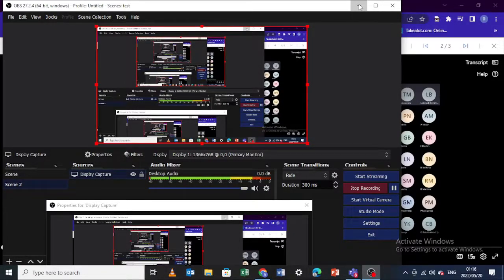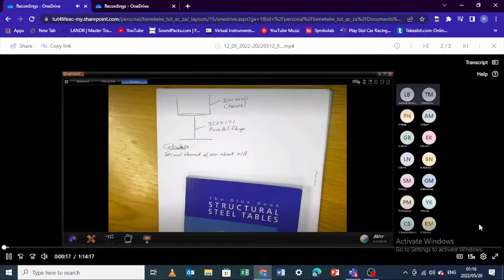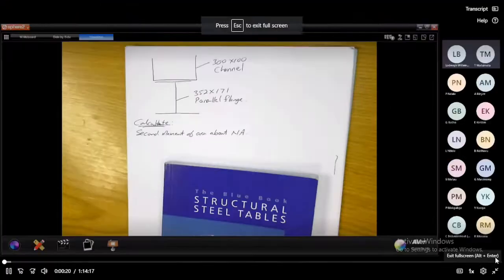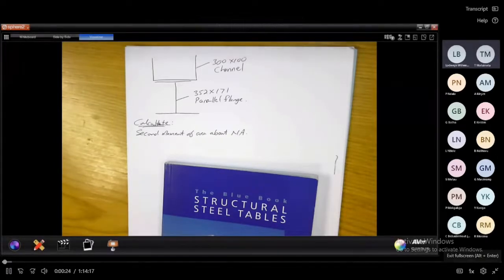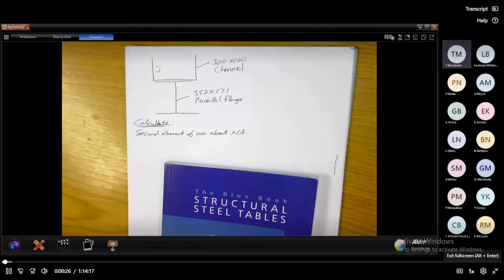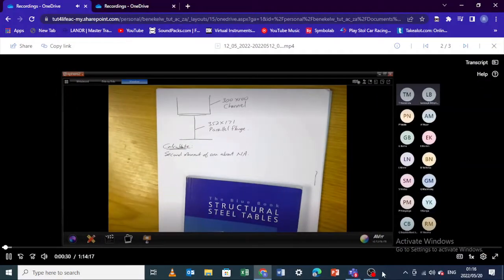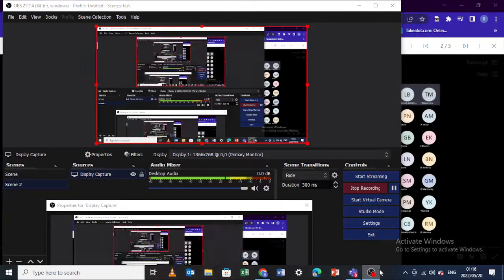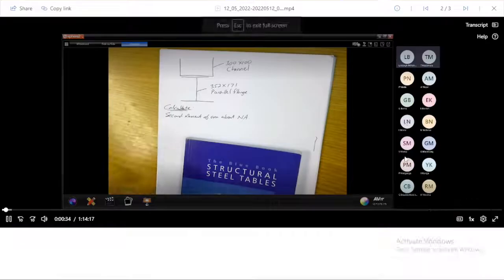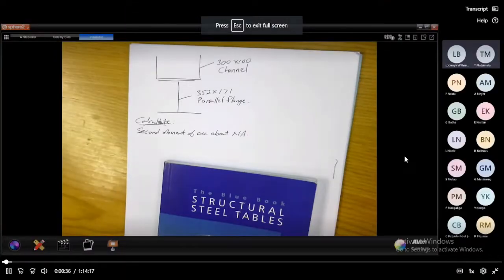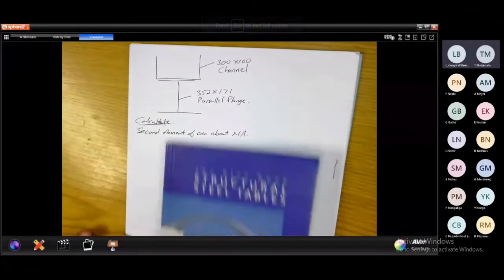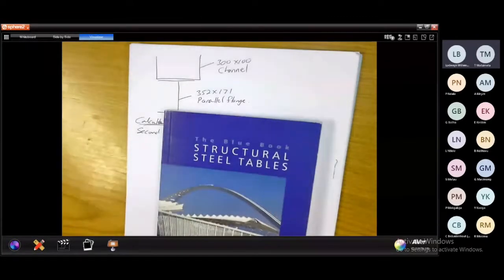Today I said we will discuss the Blue Book, how to use the Blue Book with an example. I hope you can see my screen. Can everyone see my screen? Yes, sir. Okay, thank you. Right, before that, let me first talk about the Blue Book.